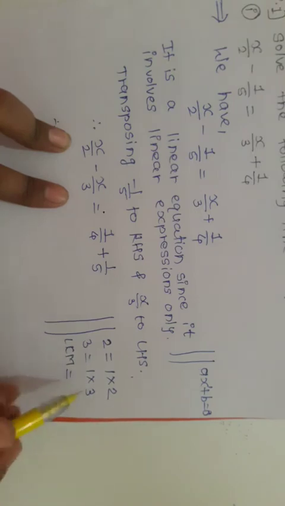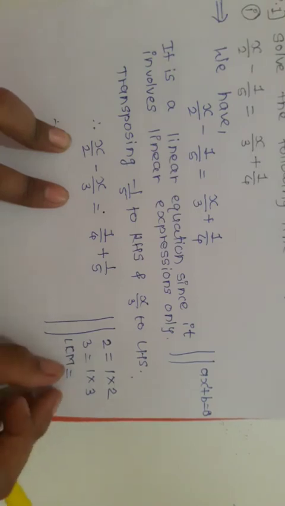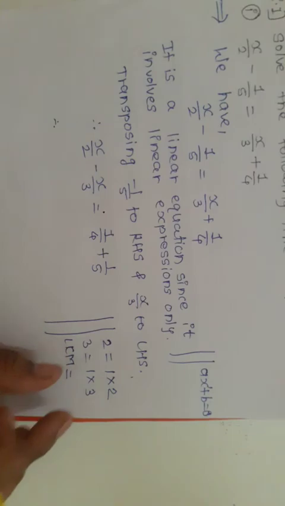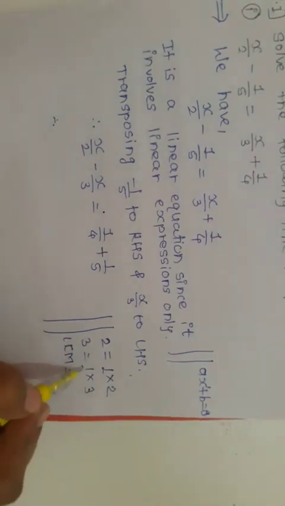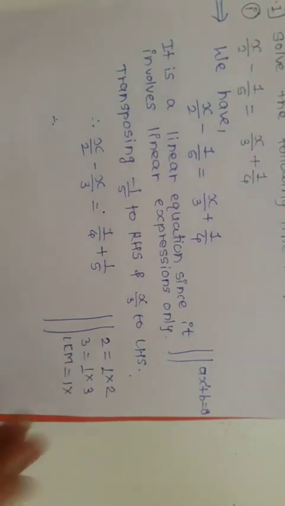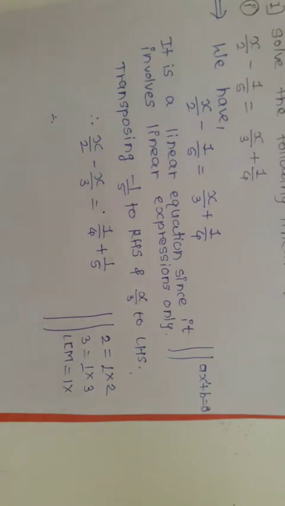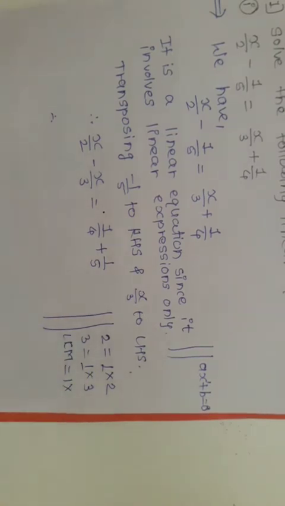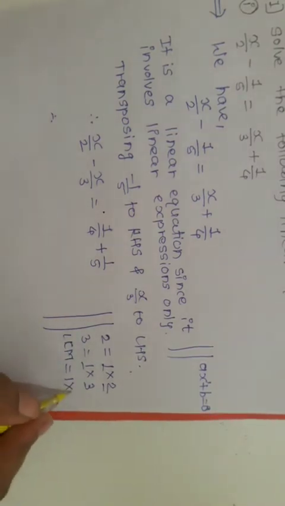LCM means what? How can we take the LCM? LCM means common as well as uncommon factors. So the common factor is 1 here, and we have to take the product of those factors. The common factor is 1 and the uncommon factors are 2, 3. So multiply these terms again, 1 into 2 into 3.